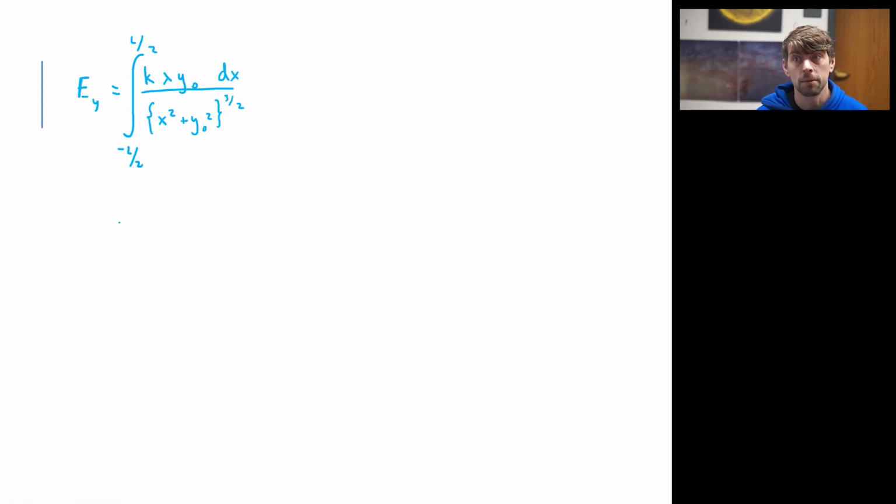We can do the same song and dance, roughly. k and lambda are constants, so we can pull those out. And we have y naught dx, all divided by x squared plus y naught squared to the 3/2. We notice again that u substitution is not going to work. We run through a list of different integration techniques, and because we have two quantities squared, square rooted, that screams a trig sub.